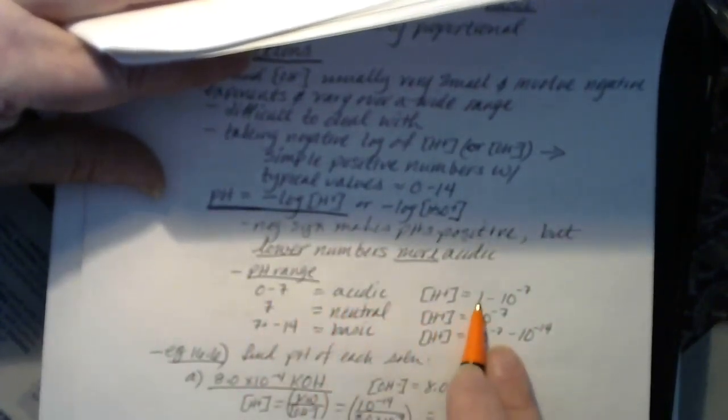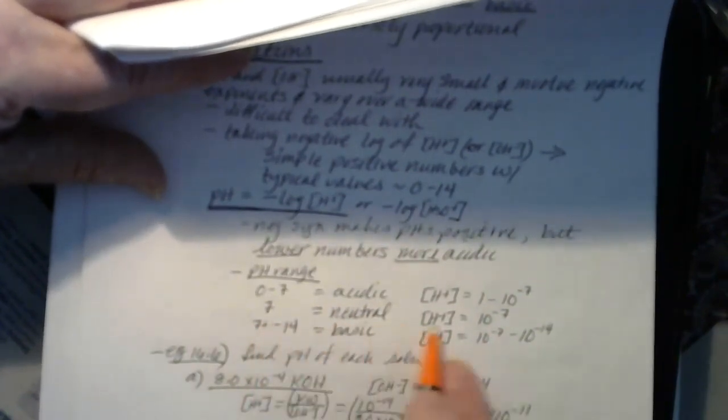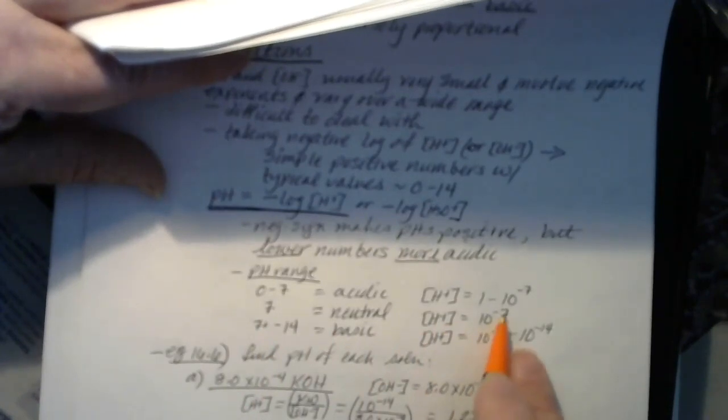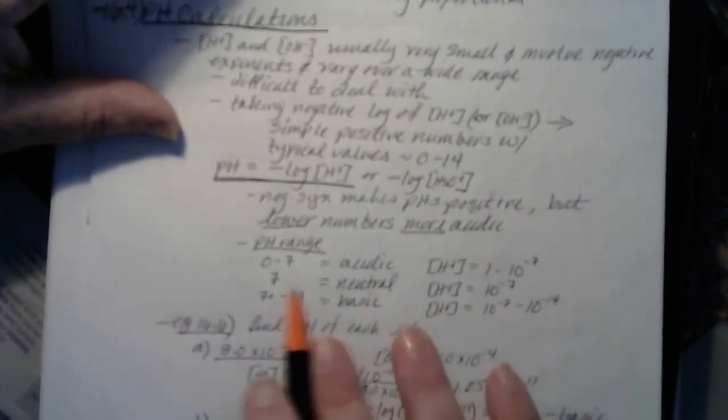So 0 to 7 would correspond to H plus concentrations of 1 to 10 to the minus 7. 7 would be the neutral point, neither acidic nor basic. And that would be an H plus concentration of 10 to the minus 7, and also an OH minus concentration of 10 to the minus 7. And then anything above 7 up to about 14 would be basic, which corresponds to H plus concentrations from 10 to the minus 7 down to 10 to the minus 14. All right. So that's a summary of the pH scale. You just have to remember the lower numbers are more acidic and the higher numbers are more basic.